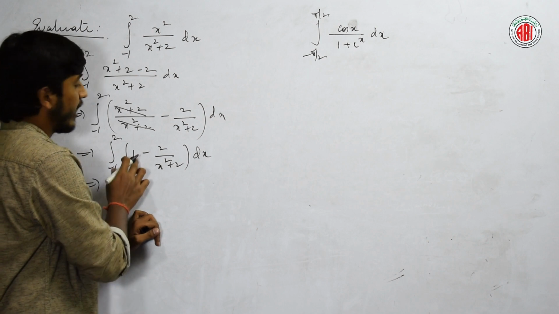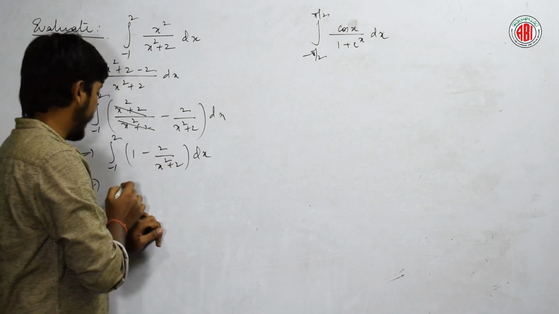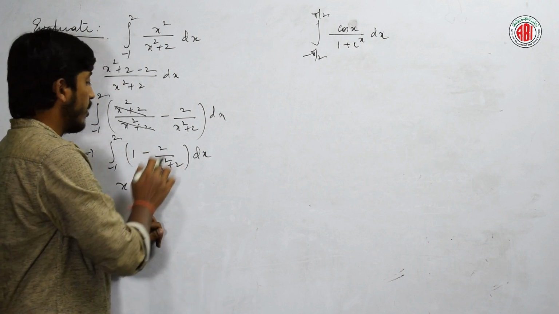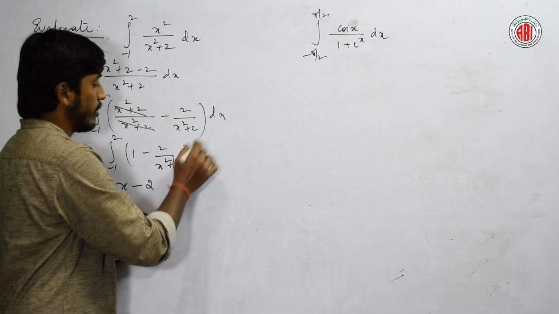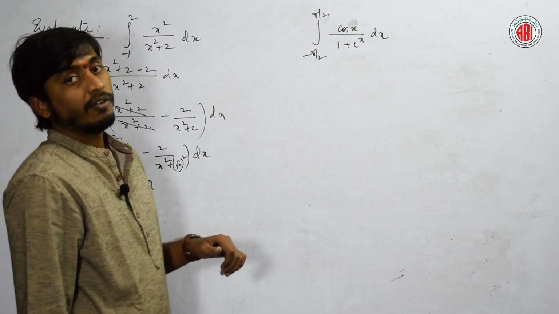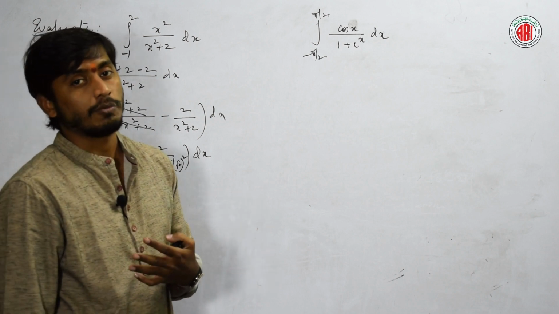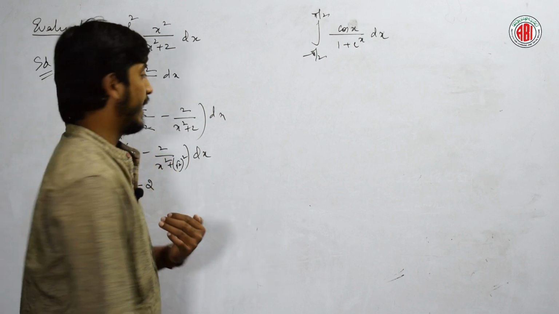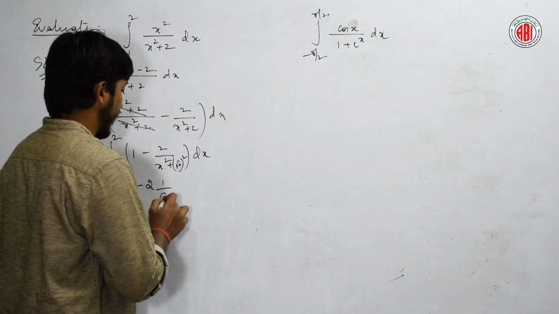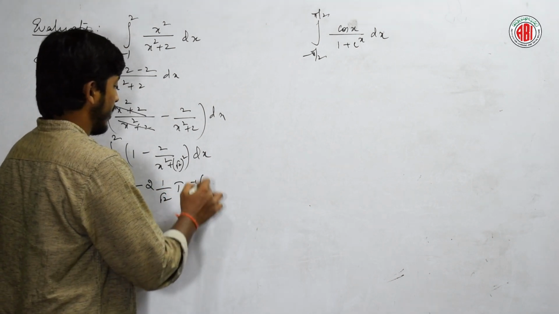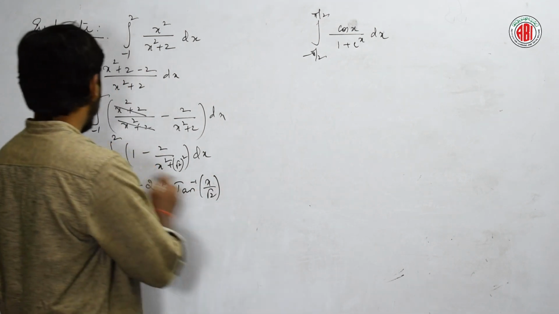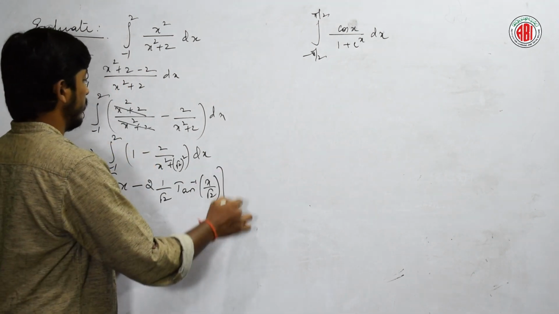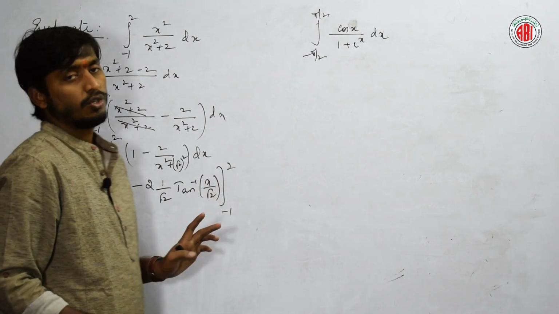Yes, what will be the integration of 1? That will be x, minus 2 times 1 by x square plus 2. This can be written as root 2 whole square. Right? What is the formula of 1 by x square plus a square? That is nothing but 1 by a tan inverse x by a. Right? Now we are going to substitute minus 1 to 2.